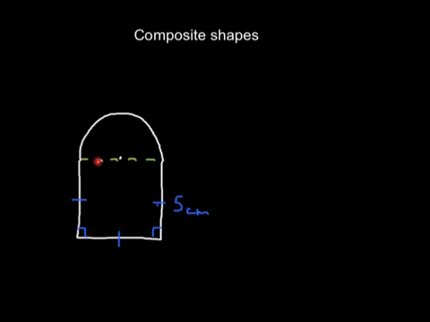I can see a square here, so I can figure out that much of the area. I can just do 5 squared. So for the square, it's going to be area equals 5 times 5 equals 25. I also need to figure out what goes in here.